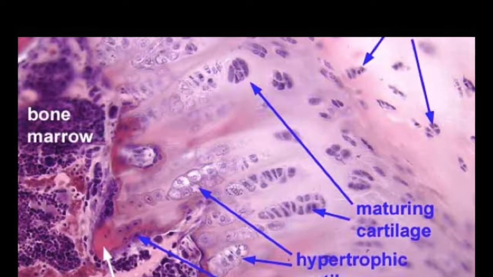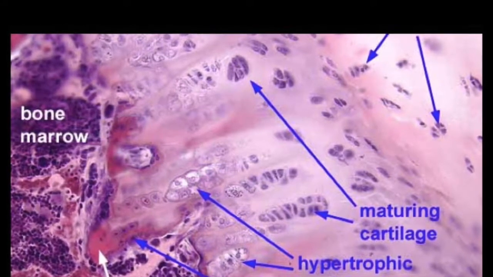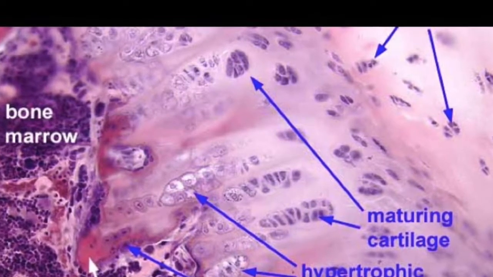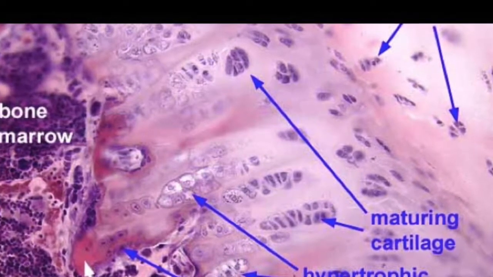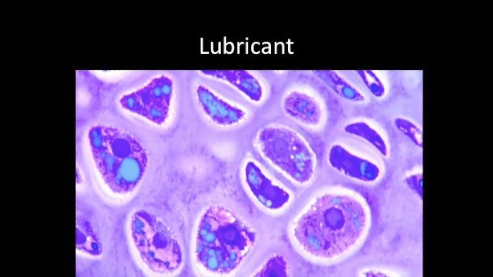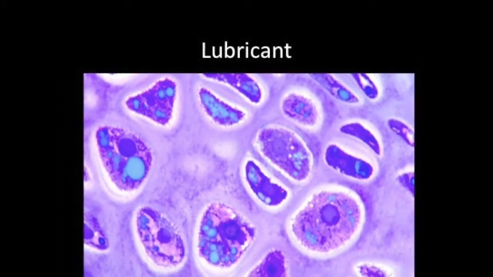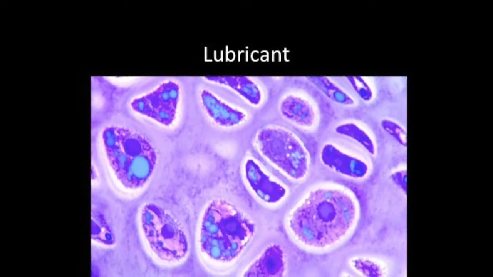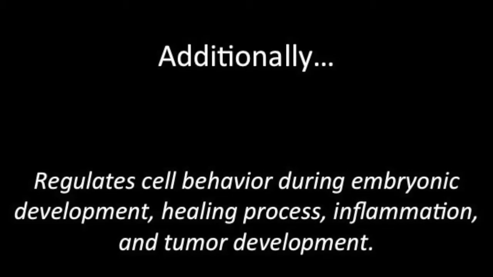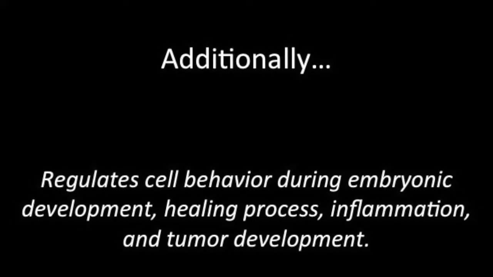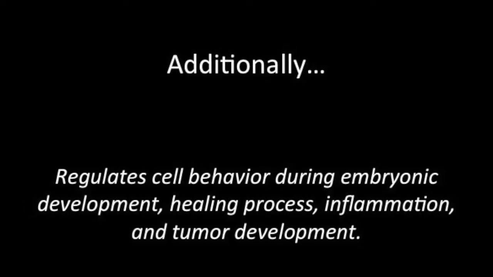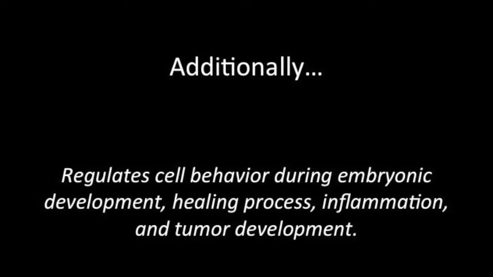In addition, hyaluronic acid plays a significant role through its interactions with extracellular matrix cell surface receptors, including its major receptor CD44. Because of its large water of hydration, hyaluronic acid also provides a matrix that enhances cell migration. Additionally, hyaluronic acid regulates cell behavior during embryonic development. It regulates healing processes, inflammation, and tumor development.